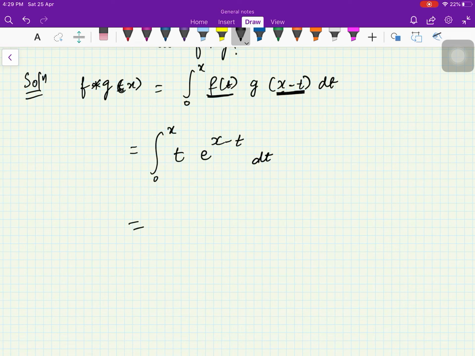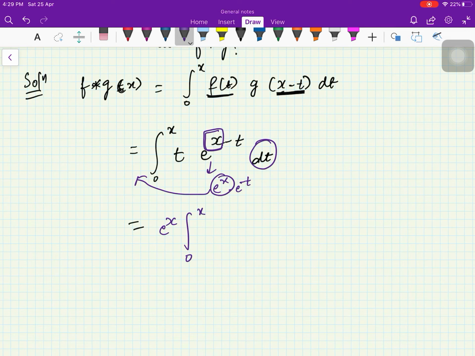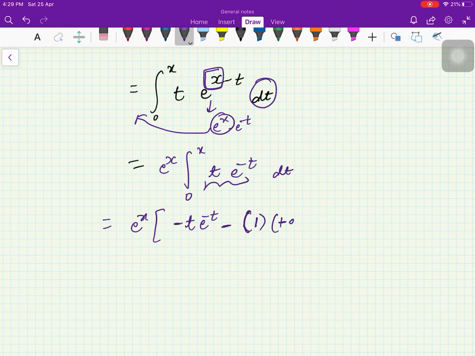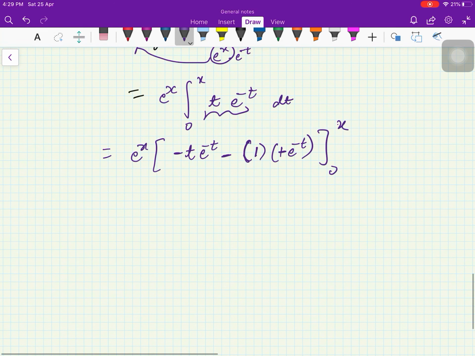So because you are integrating with respect to t, your x is treated as a constant, so you can bring e raised to power x outside your integral. So this is e raised to power x times the integral from 0 to x of t e raised to power minus t dt. Now you can integrate it by parts: first function times integration of second function, minus differentiation of first function, that is 1, times integration of second function, that is plus e raised to power minus t, from 0 to x.